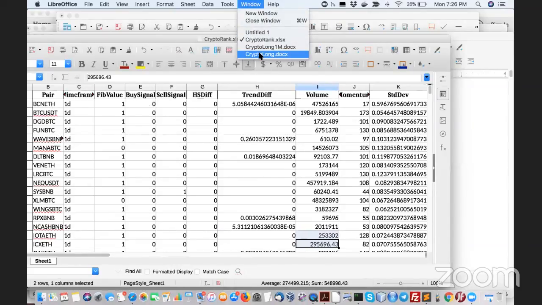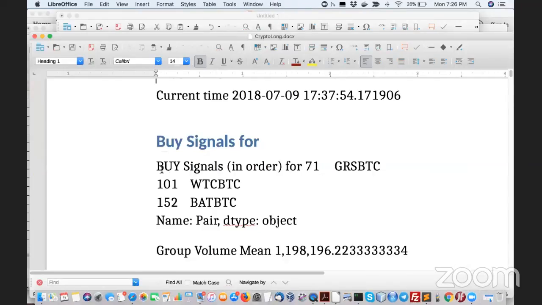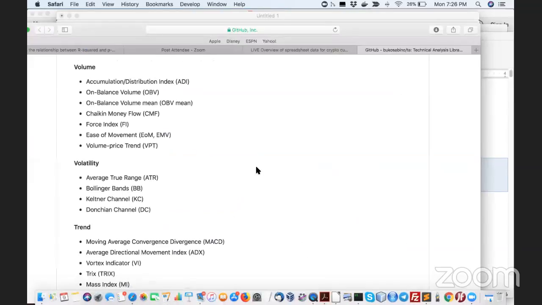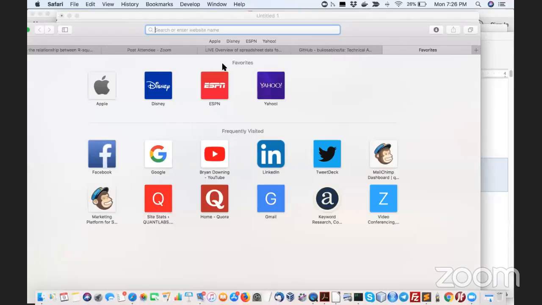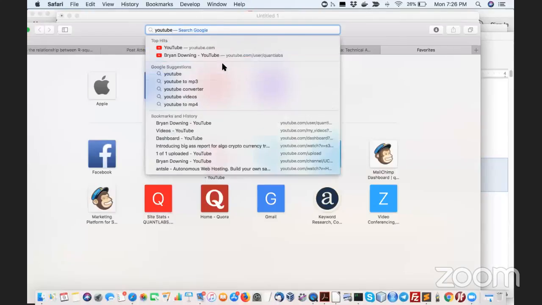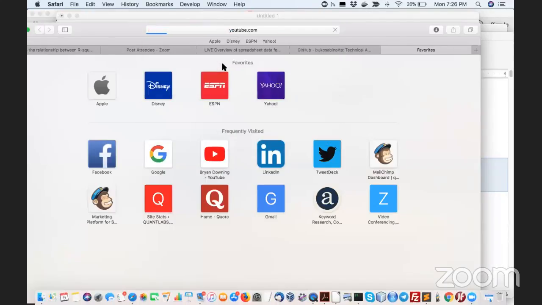So let's just say hypothetically, we have 3 pairs. Out of these 3 pairs, maybe one may be added to a watch list. And I just started talking about my watch list, which will be next week's topic. So if you go to my YouTube channel, we'll cover this next week.